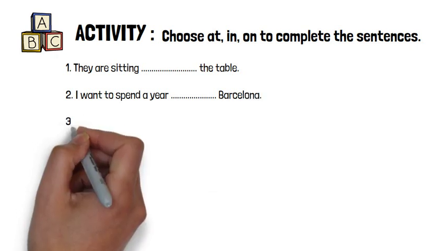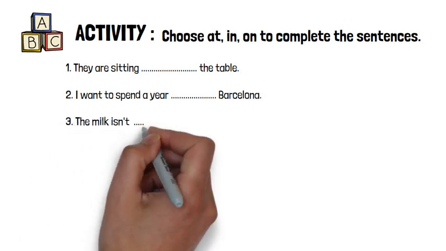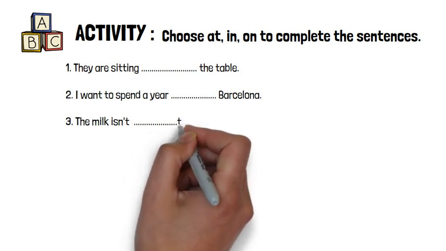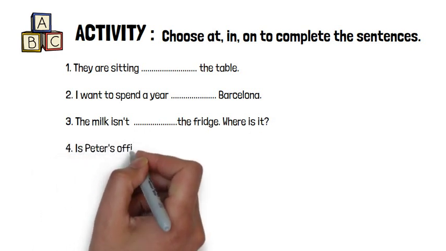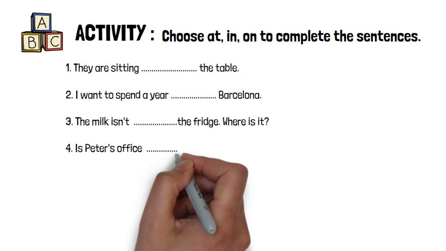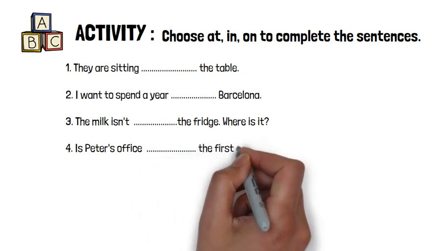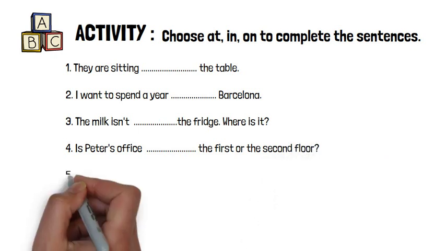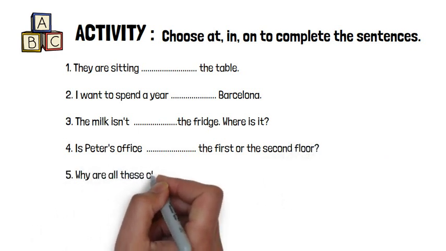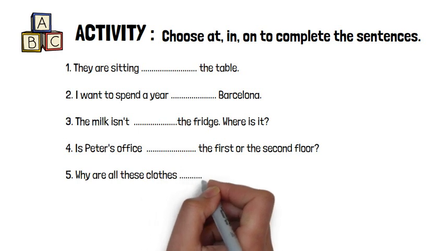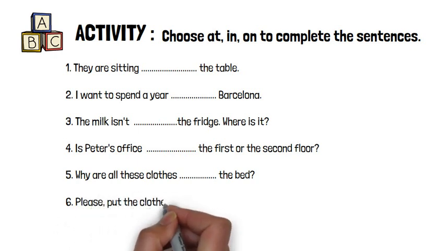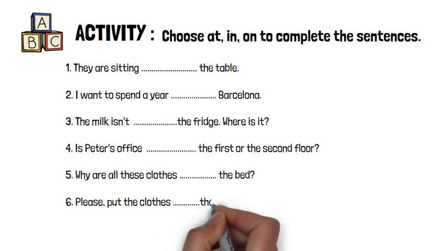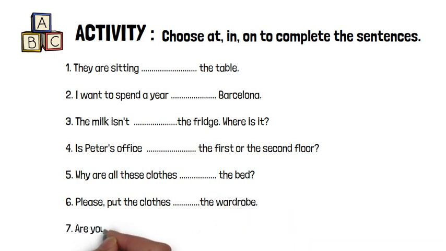I want to spend a year Barcelona. ماذا نستعمل The milk isn't the fridge. Where is it? ماذا نستعمل هنا. Is Peter's office the first or the second floor? ماذا نستعمل. Why are all these clothes the bed? What do we choose here? Please put the clothes the wardrobe. Are you home?